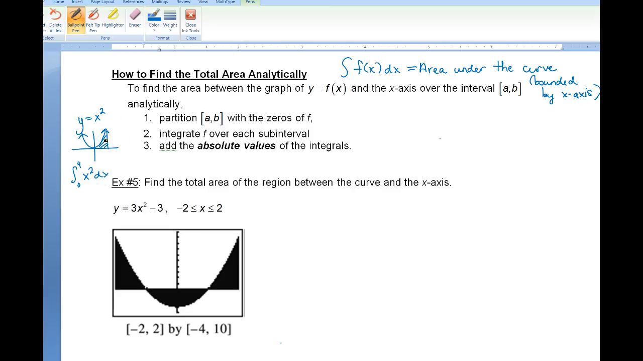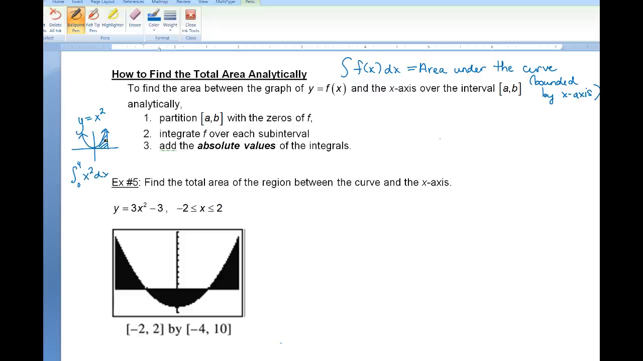But what happens when you have an integral of a curve that goes below the x-axis? What happens to that area? Or what happens to the integral? It ends up being negative. So what if we want to make that area positive? So here's an example where we want to find a total area, not necessarily just the integral. Because see, if I just did the integral from negative 2 to 2, this area where it goes below would count as a negative. But we don't want it to count as a negative. We want this to be positive, this to be positive, this to be positive.